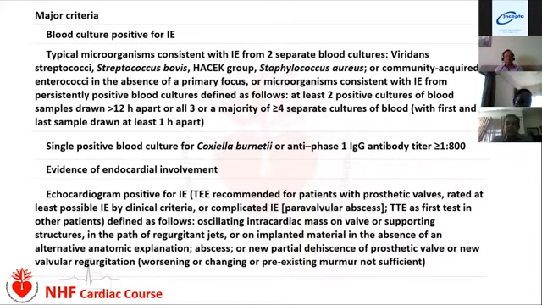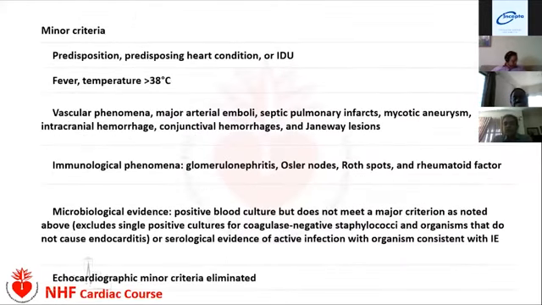Echocardiogram positive for infective endocarditis, which is defined as finding of an oscillating intracardiac mass on a valve or supporting structure in the path of the regurgitant jets, or on implanted material in the absence of an alternative anatomic explanation, abscess, or partial or new dehiscence of a prosthetic valve. I'm sure Kabir-Zaman sir will be saying a lot about this. And there are the minor criteria, which are the predisposing factors, which Ismat has described.